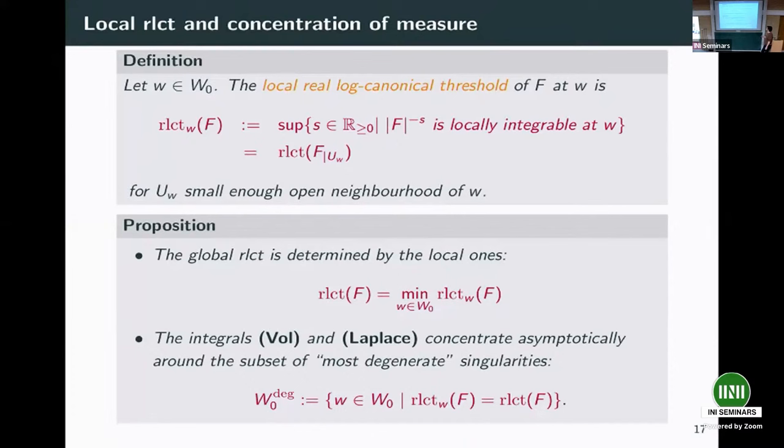Now my open neighborhood is not compact, but you can imagine that you can extend this definition. So now the fact is that the global real log-canonical threshold is just the minimum of the local ones. And in this previous theorem, the integrals, the volume, which is an integral, and the Laplace integral, they concentrate asymptotically around the subset of most degenerate singularities.